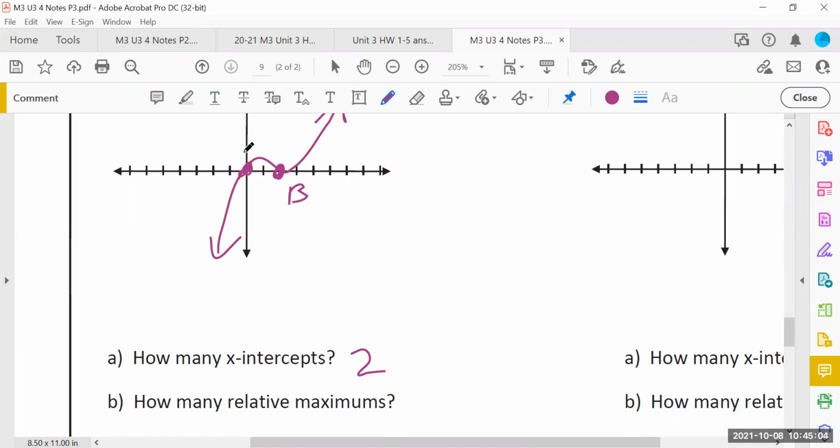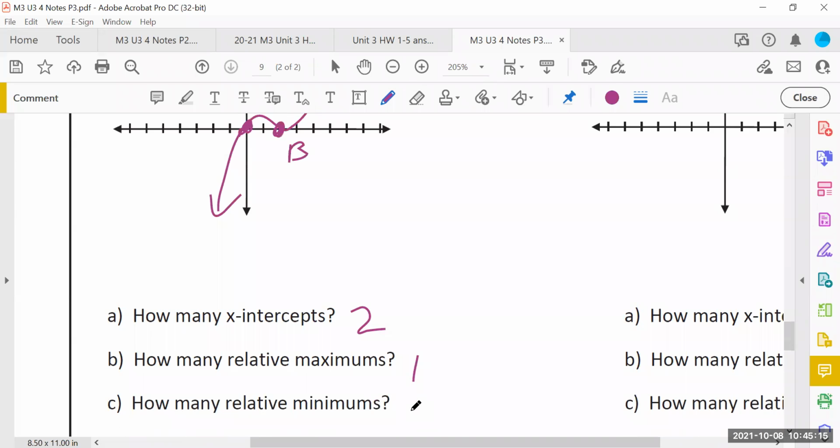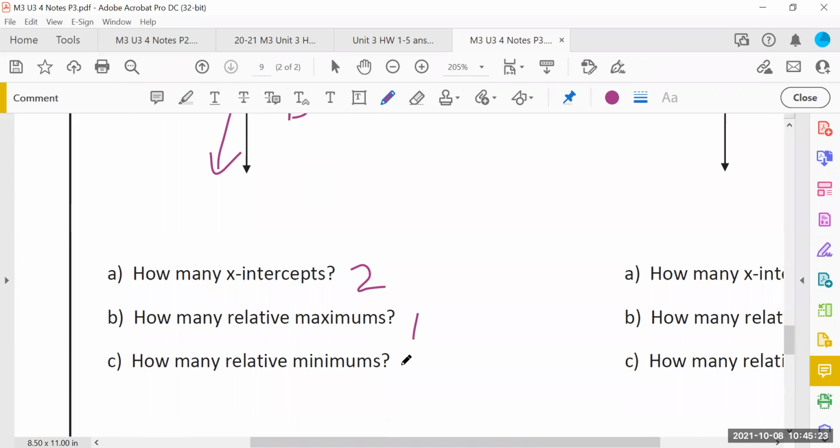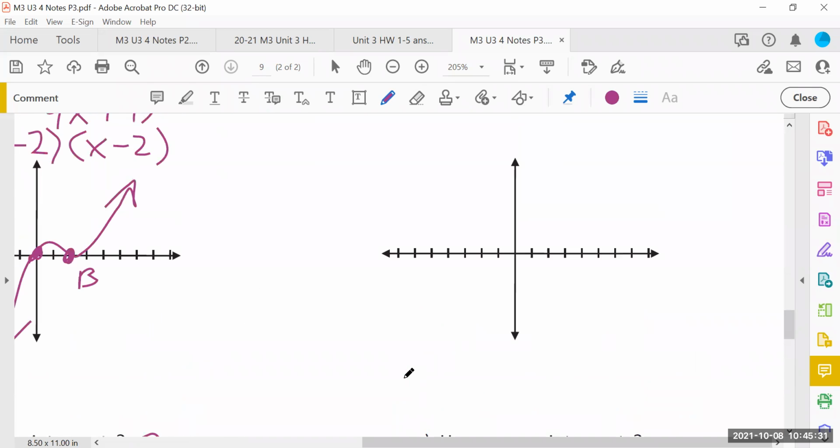Relative maximums, increasing to decreasing, right there. At the top of that bump should be a relative maximum. That's the only one for this one. Relative minimums. This bounce right there should be a relative minimum. I'm going down, I bounce off, I go back up. That's a relative minimum. Does that make sense to everybody? Can you identify relative maximums and minimums from that sketch?